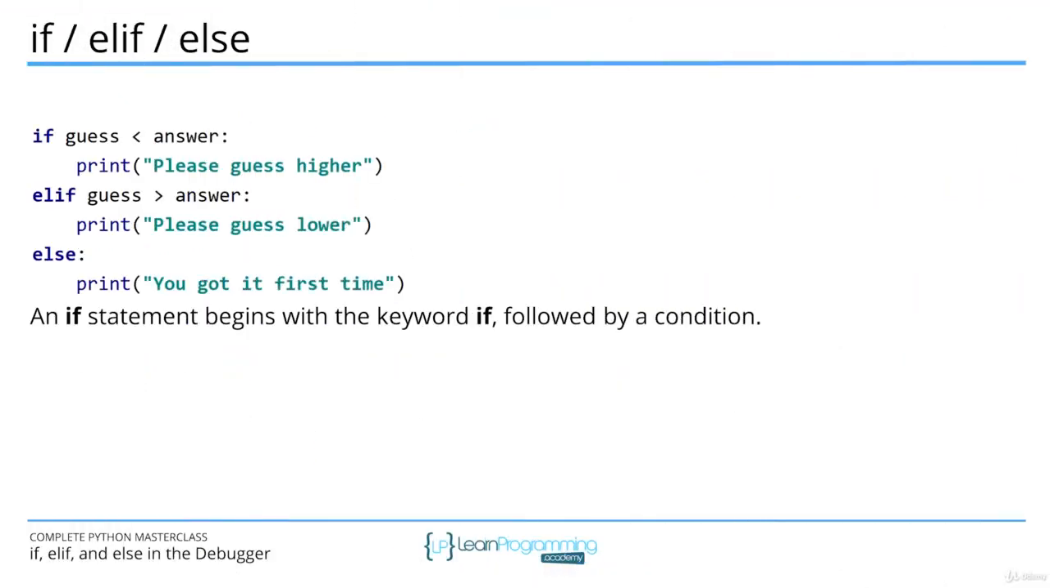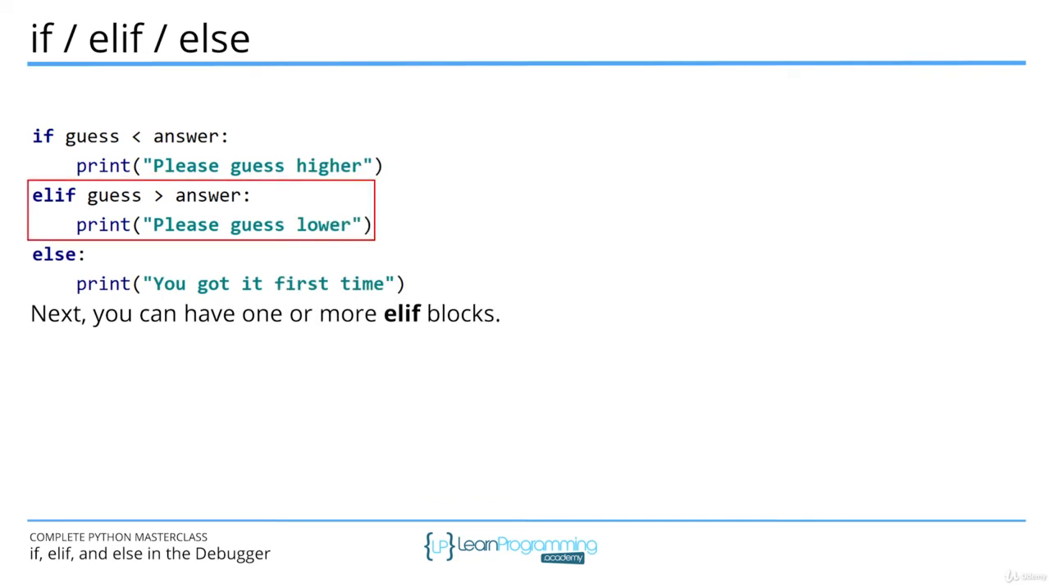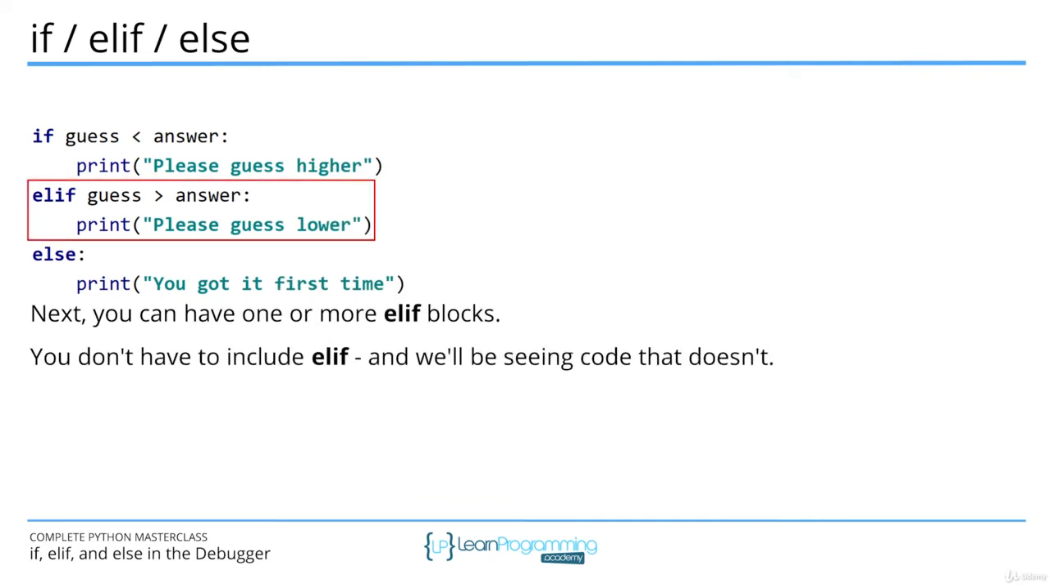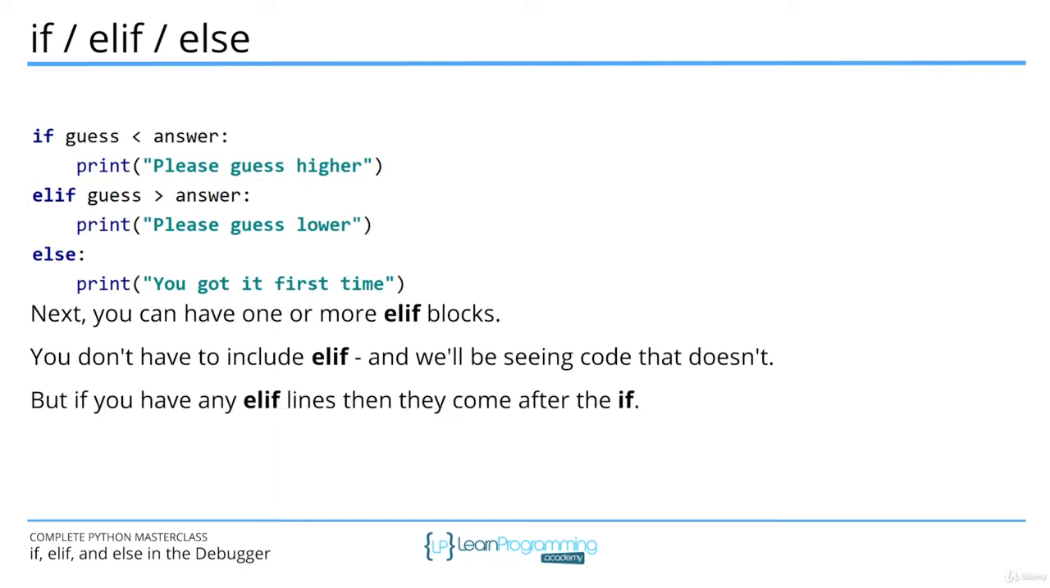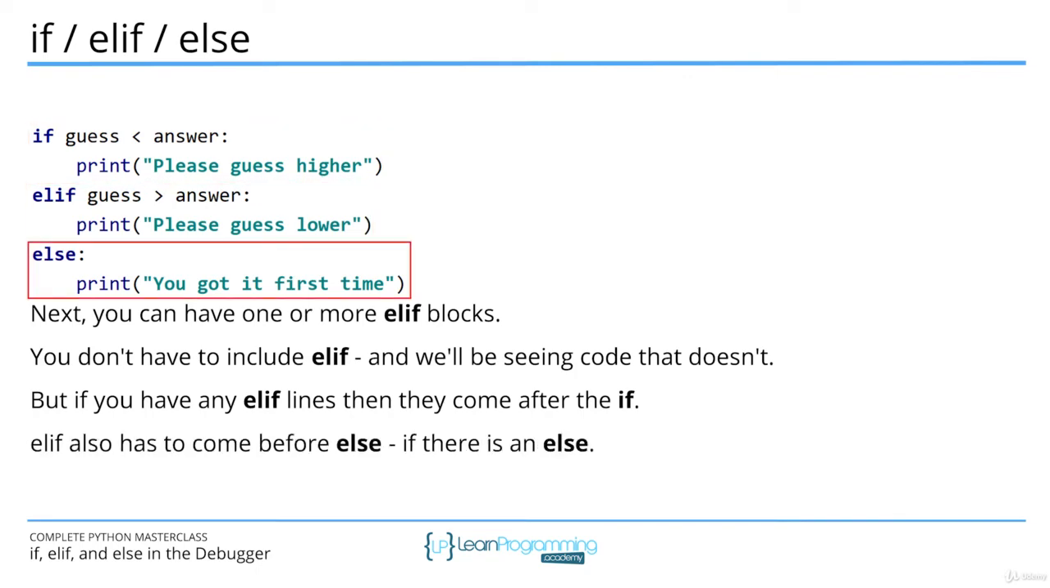So an if statement begins with the keyword if followed by a condition. The if condition will always be evaluated. Next, you can have one or more elif blocks. You don't have to include elif, and we will be seeing code that doesn't. But if you have any elif lines, then they come after the if. Elif also has to come before else, if there is an else.